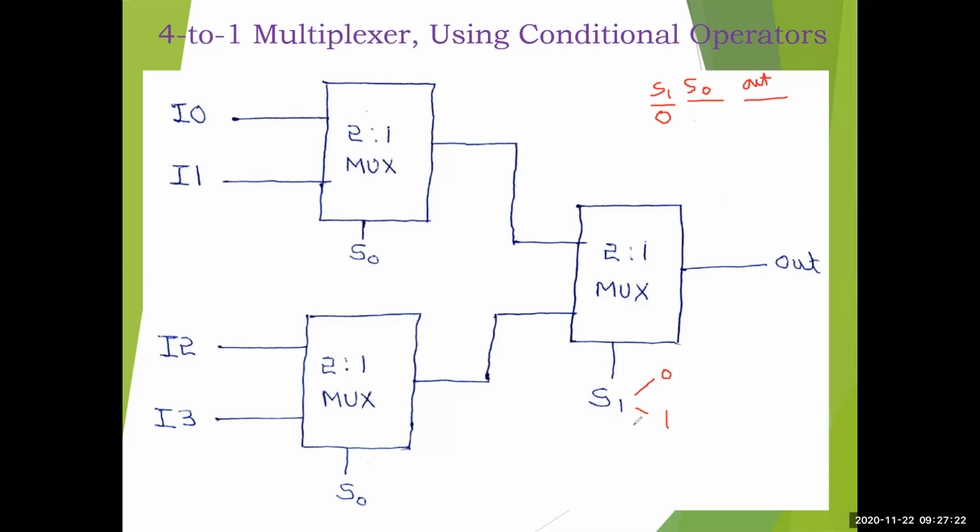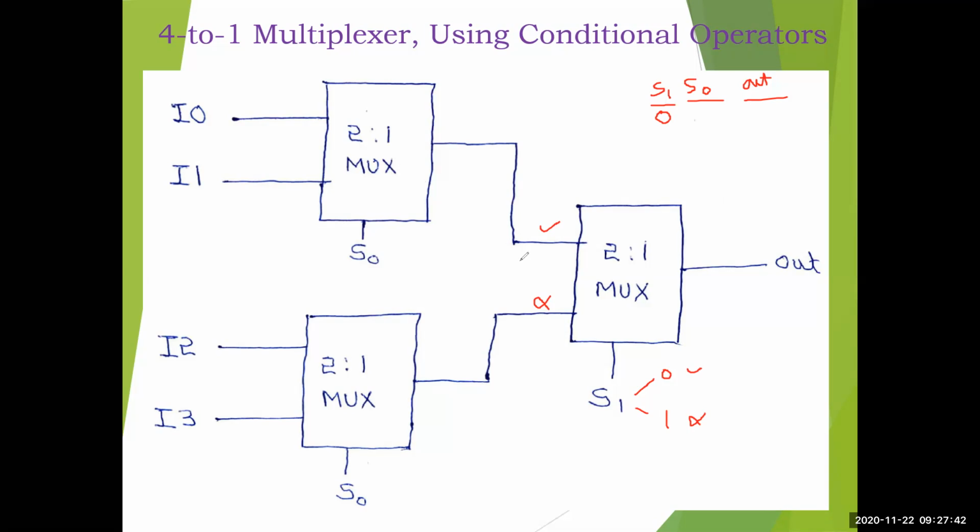Okay, so when you consider 0 and 1, what happens when you consider 0 here? This line will be selected, and when you select 1, the lower line will be selected, right? So accordingly I will write. Fine. So then next case, what will happen here?